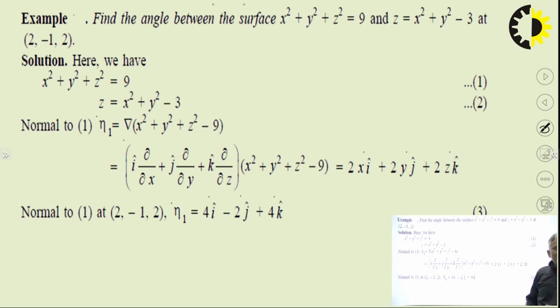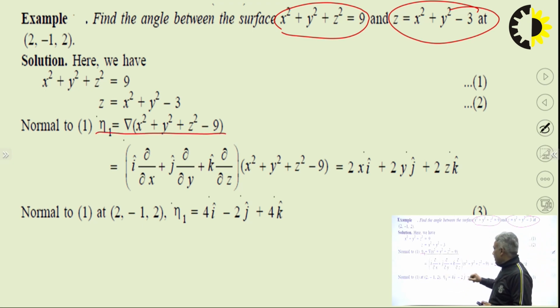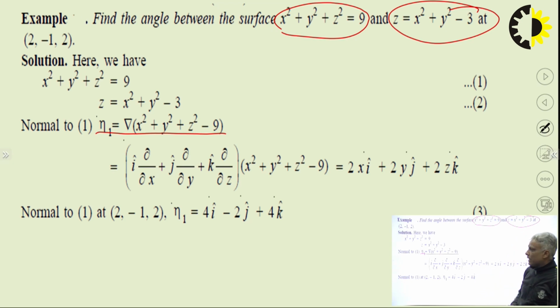Now find the angle between the two surfaces. Suppose one of the surfaces is this and the other is this. So what will be the angle between the two surfaces? First of all I take this as phi 1 and this as phi 2, and calculate the value of phi 1 and phi 2 with the help of the gradient. First of all, this indicates how to calculate the vector from the surface.